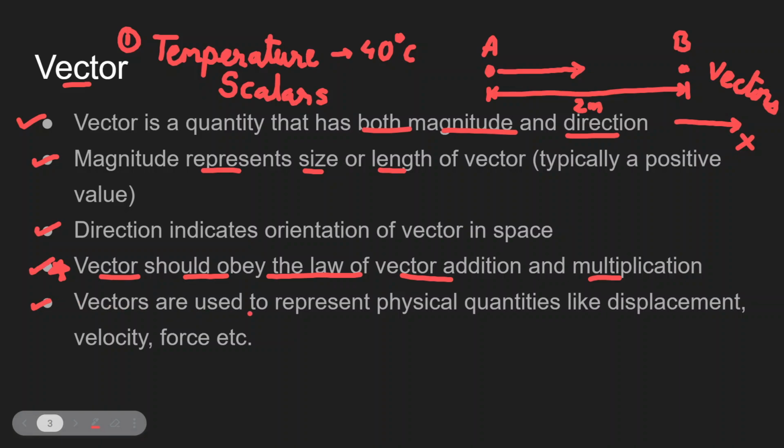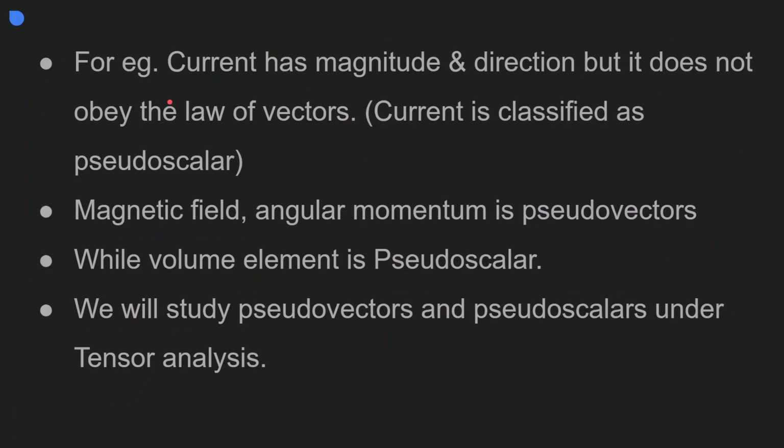Next, vectors are used to represent physical quantities which have magnitude and direction, like displacement, velocity, force, etc. So the example which we talked about over here is the example of displacement. Next, I would like to make a few comments. As I mentioned, not every physical quantity which has magnitude and direction is a vector. So here are a few examples.